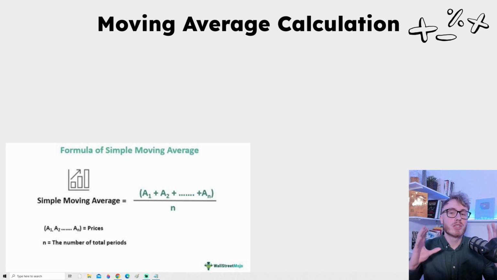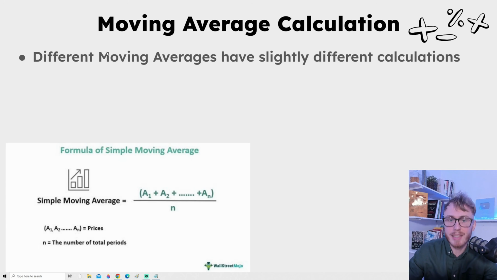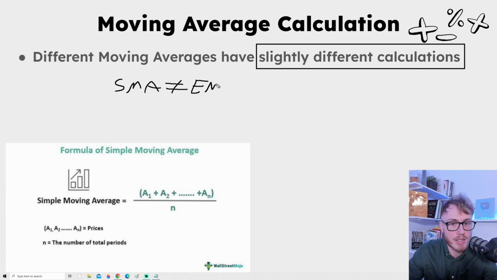And now guys, I want to super quickly take a look at the moving average calculation. Even if you hate math or don't like math, I highly recommend that you don't skip this chapter. First of all, I will keep the chapter super simple and straightforward. And also, in order to really master moving averages, having a basic understanding of how they are actually calculated can be super useful. The first thing I want to note is that different moving averages have slightly different calculations. For example, the simple moving average is not exactly the same as the exponential moving average.